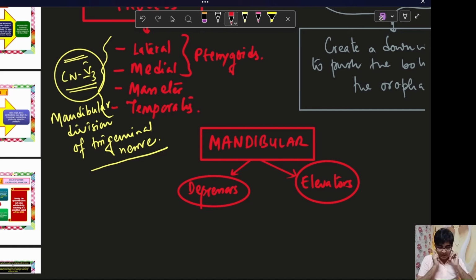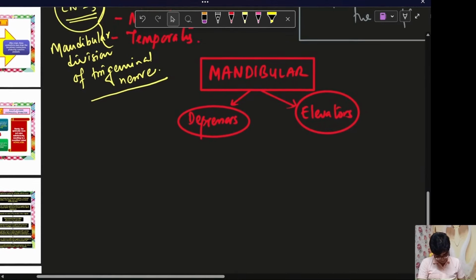Secondly, there are some muscles which are coming from below. So they are the anterior belly of the digastric muscles. Correct. The digastric muscle directions are like this only. So these are the anterior belly of the digastric muscles. Then the mylohyoid muscle and the geniohyoid muscle. Correct. So let us jot it down over there.